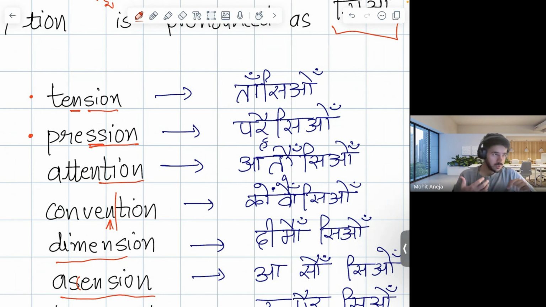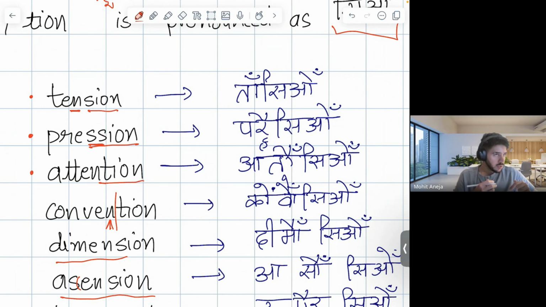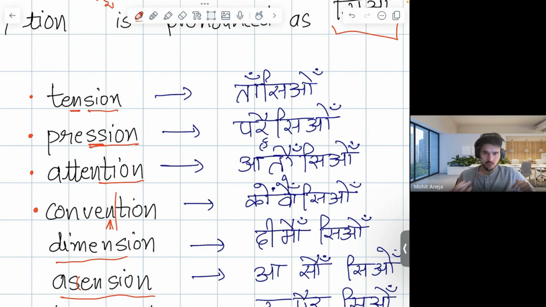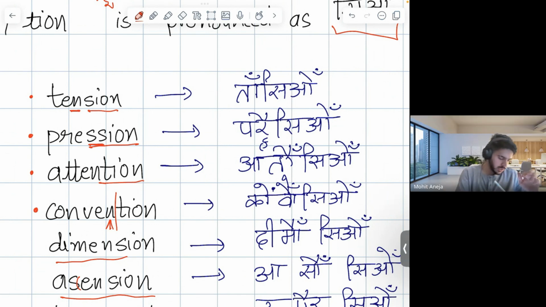Okay, the next two as well. Attention and convention. Yes. So attention, we have to say the A very distinctly. Attention. Convention. Is that clear? So double SION, SION, and TION is going to be said as Sion. That's what we're reading here.